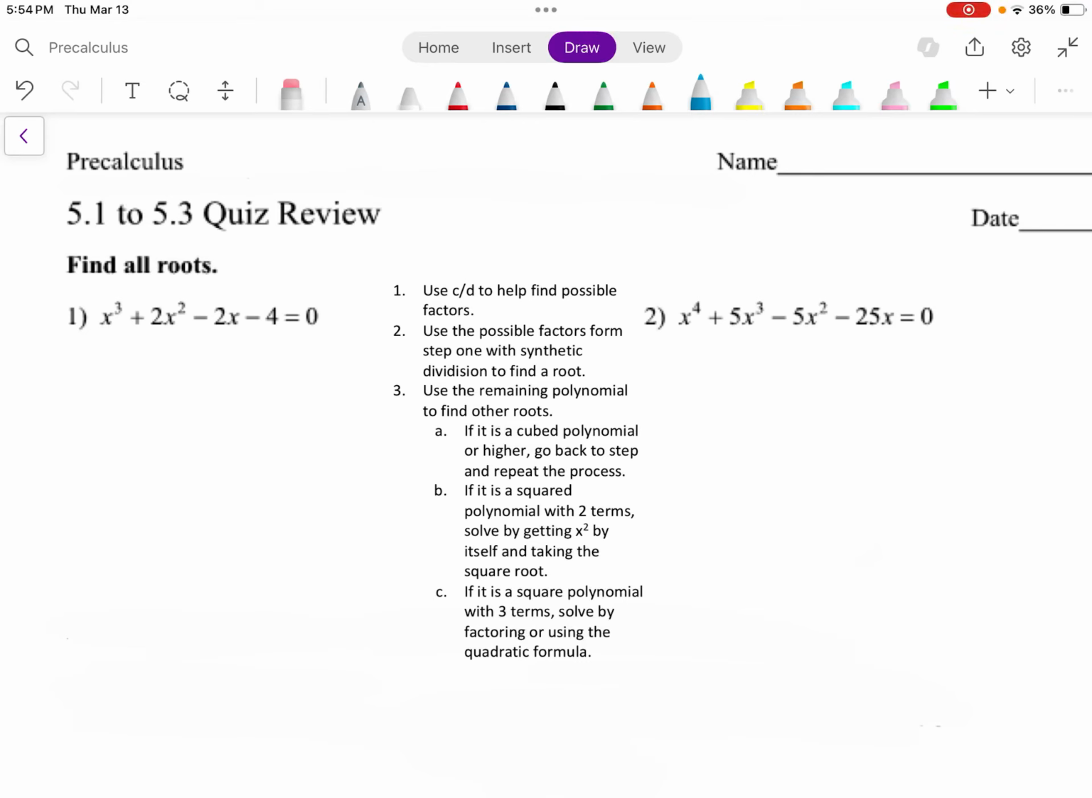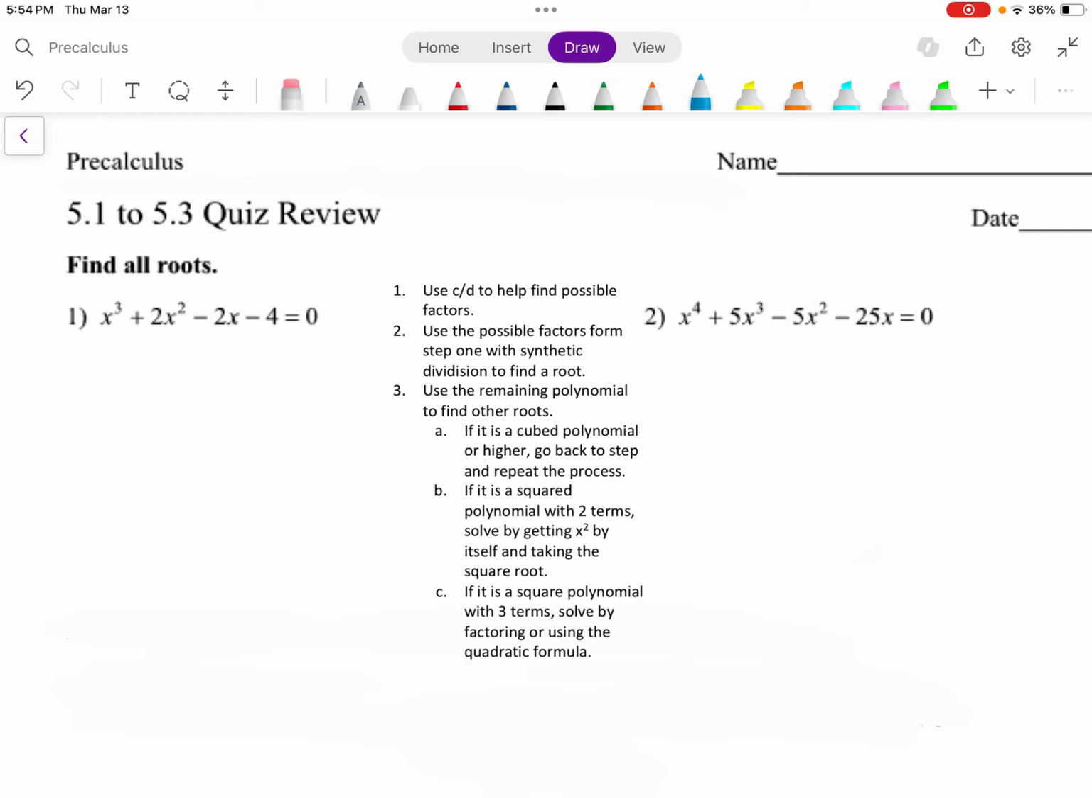Hello, hello. We are going to be looking at our 5.1 to 5.3 quiz review. We will break this up into several sections. So we will start by doing numbers 1 and 2. Here we have polynomial equations. I have the steps here in the middle, and I will try to work through this and fit it in this space here. Hopefully I can.